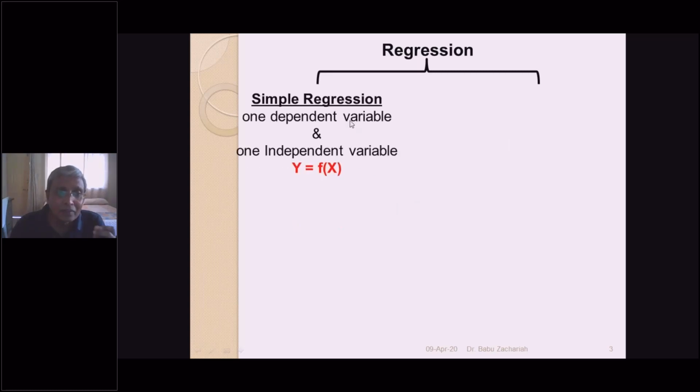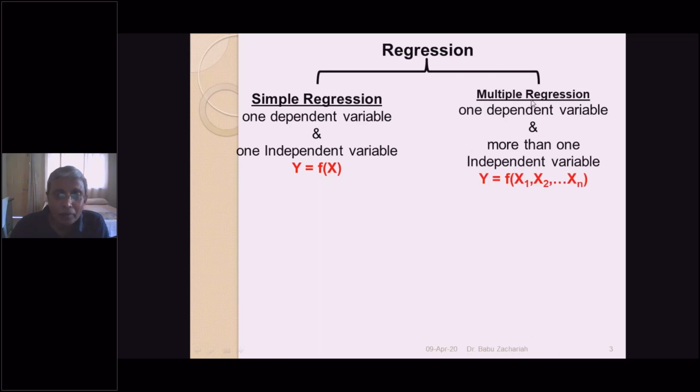Now again, regression has different subtypes. First thing, simple regression. It has one dependent variable and one independent variable. So this is the independent variable x, this is the dependent variable y, and therefore the dependent variable is shown as a function of the independent variable. So only two variables, dependent and independent variables. So this is called simple regression.